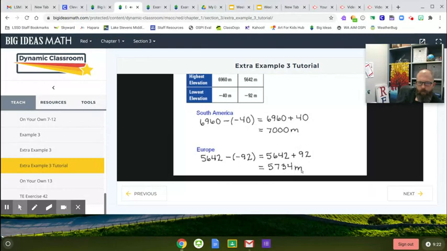So now compare 7,000 meters to 5,734 meters. So 7,000 is greater than 5,734. So South America has the greater range of elevation.